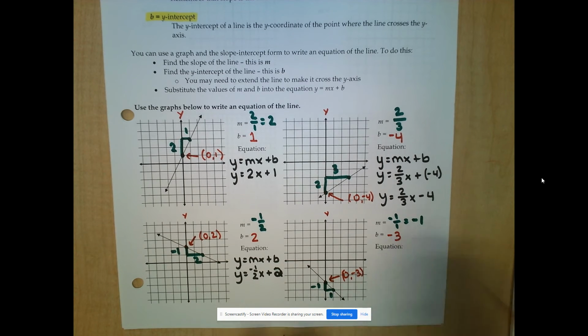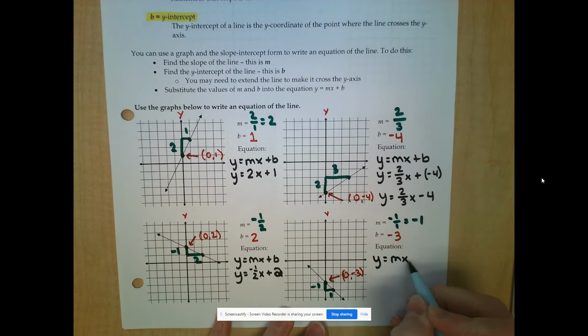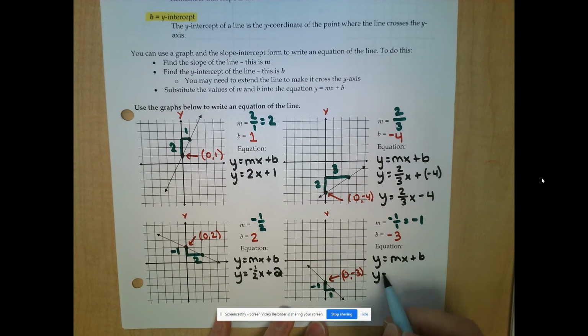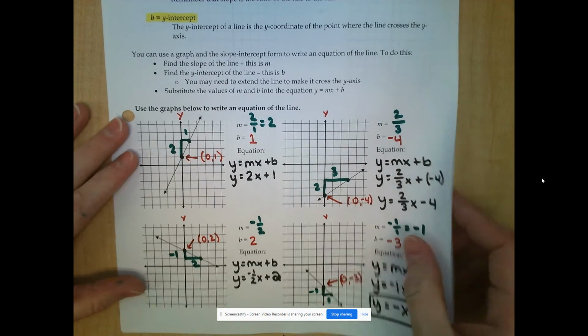So b is -3. And then we plug what we know into that slope-intercept form, slope being -1, x plus, and then the intercept being -3. Again, this is kind of a mess. You will normally see, instead of -1x, just -x. Instead of plus a -3, just subtract 3. So that's going to be your better answer for a slope-intercept form that represents the graph.